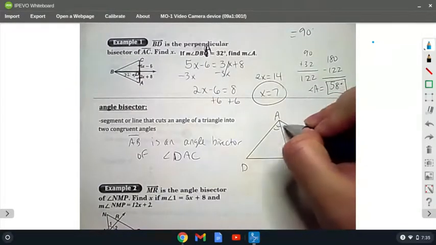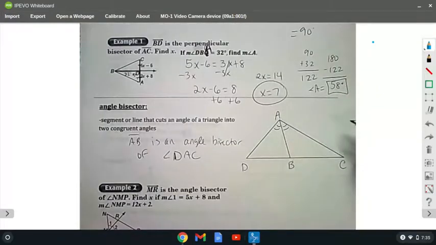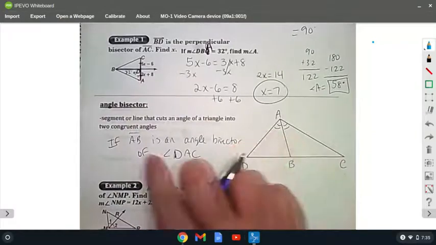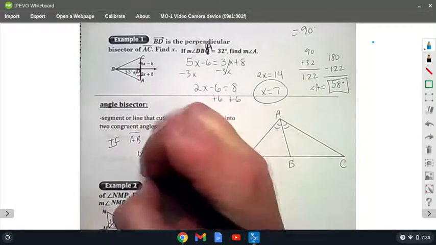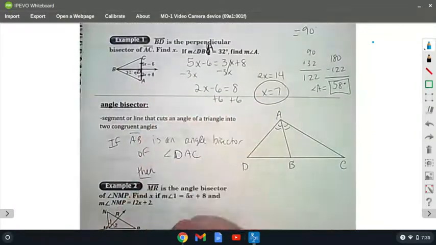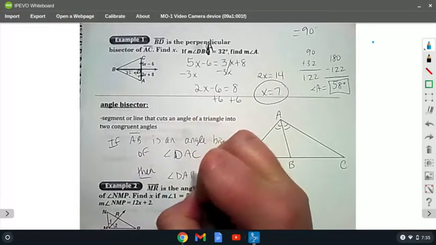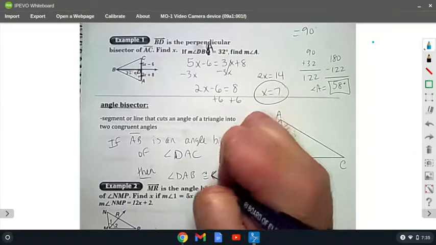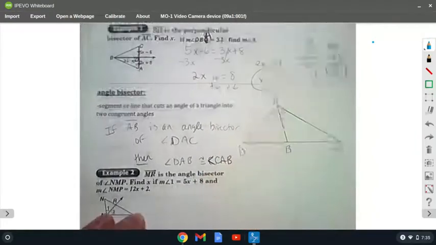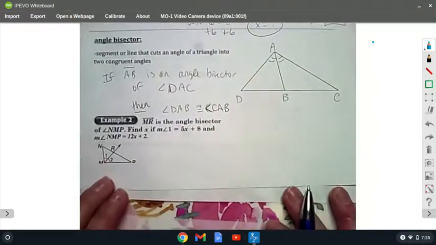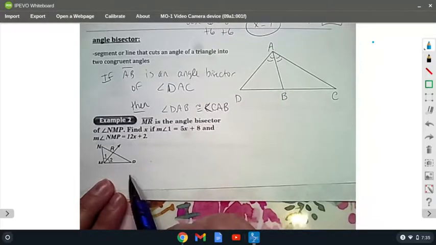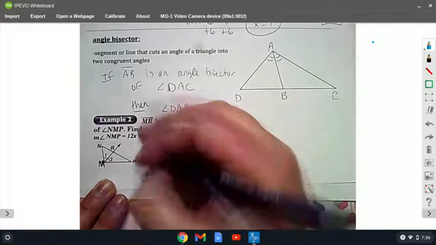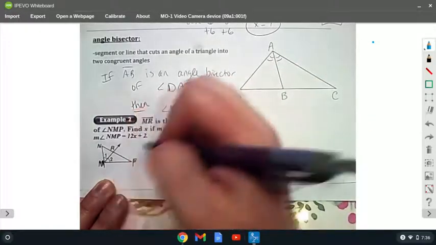So that means these two angles have to be equal to each other. So if AB is an angle bisector of this angle, then angle DAB should be congruent to angle CAB. What does that mean in the context of a problem? If MR, it's a little cut off here, sorry about that. If this is a P.